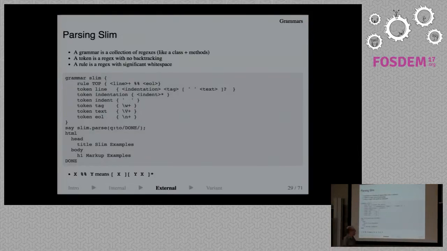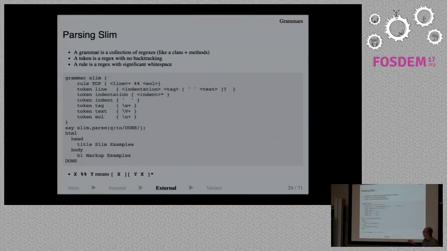So we have a collection of regular expressions here. Certain types of regular expressions are called rules, and some of them are called tokens. If a regular expression doesn't do any backtracking, it's called a token. And if the white space in your regular expression is significant, then it's called a rule. Those are the only differences between rules, tokens, and regular expressions. They're all a type of regular expression with additional constraints.